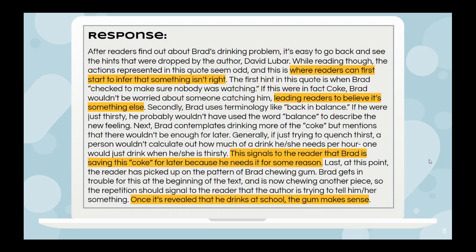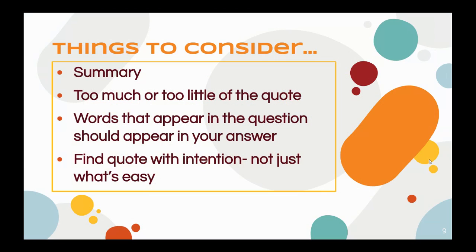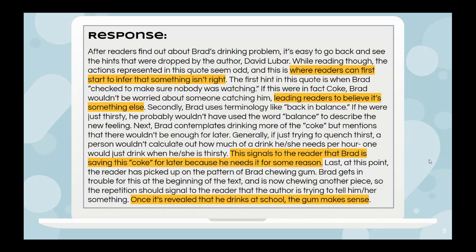So I know that's long, but let's go piece by piece now. That first sentence that is highlighted, where readers can first start to infer that something isn't right. You'll notice on the next slide we talk about things to consider. And that third bullet point says words that appear in the question should appear in your answer. So if we're using the word infer, that's what the question is asking us to do.